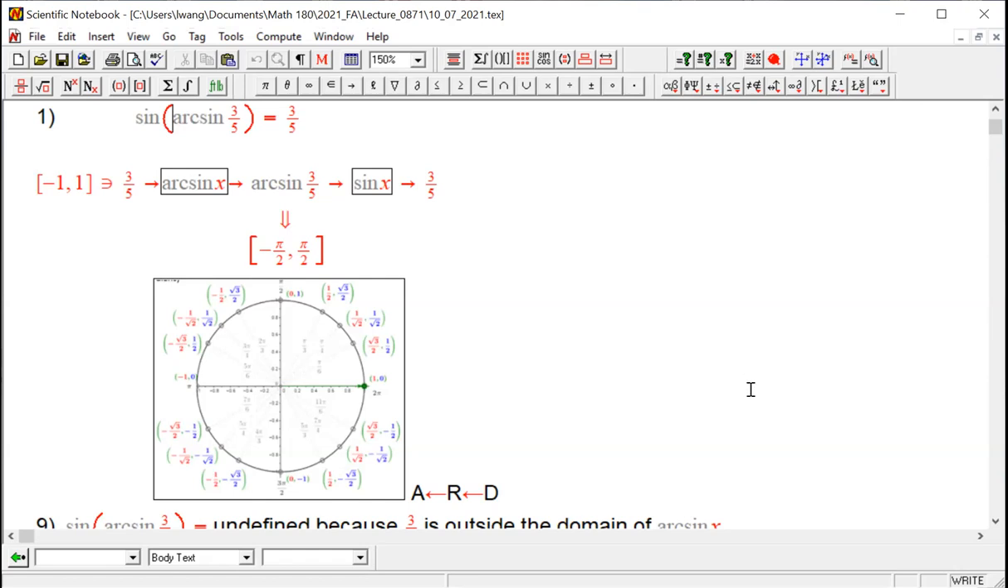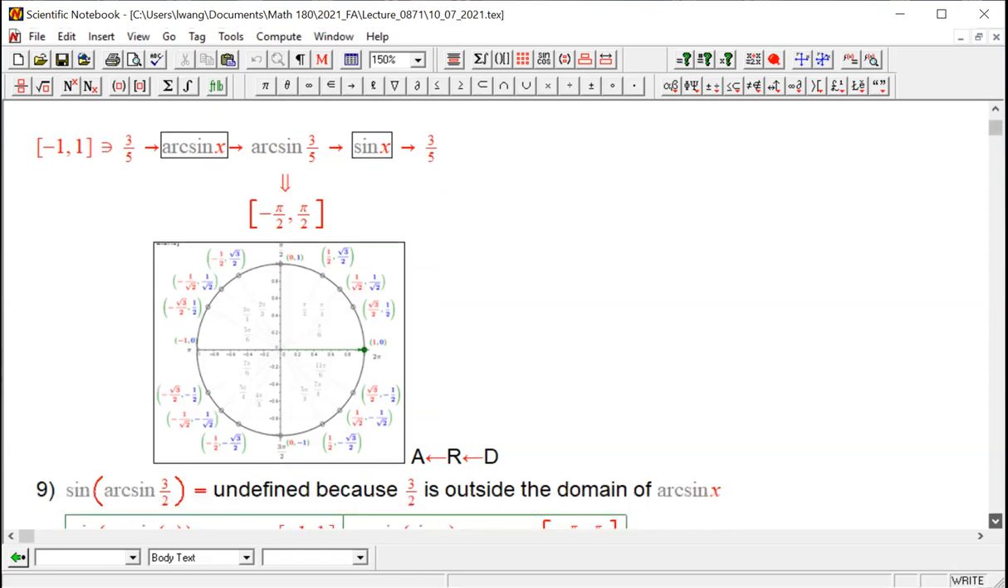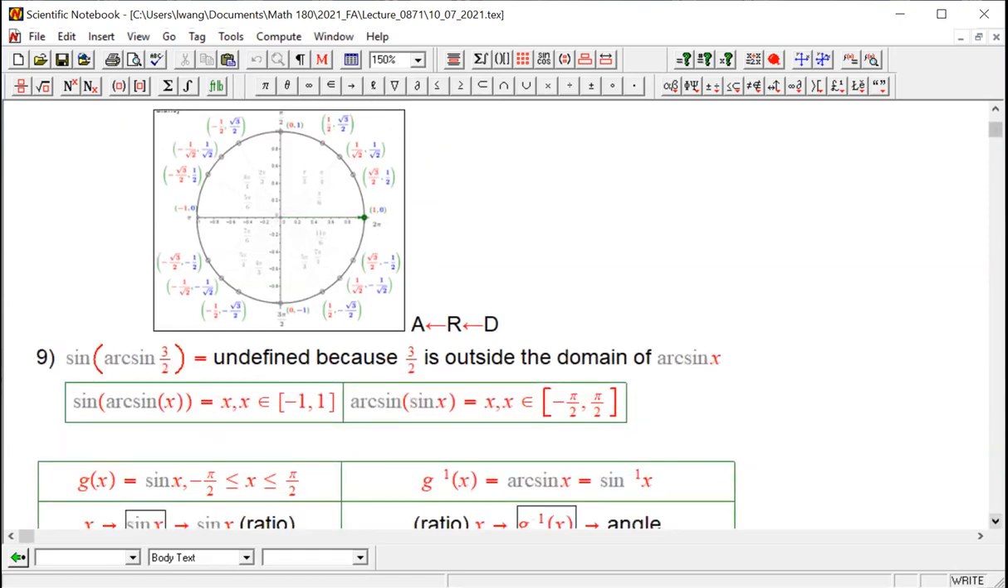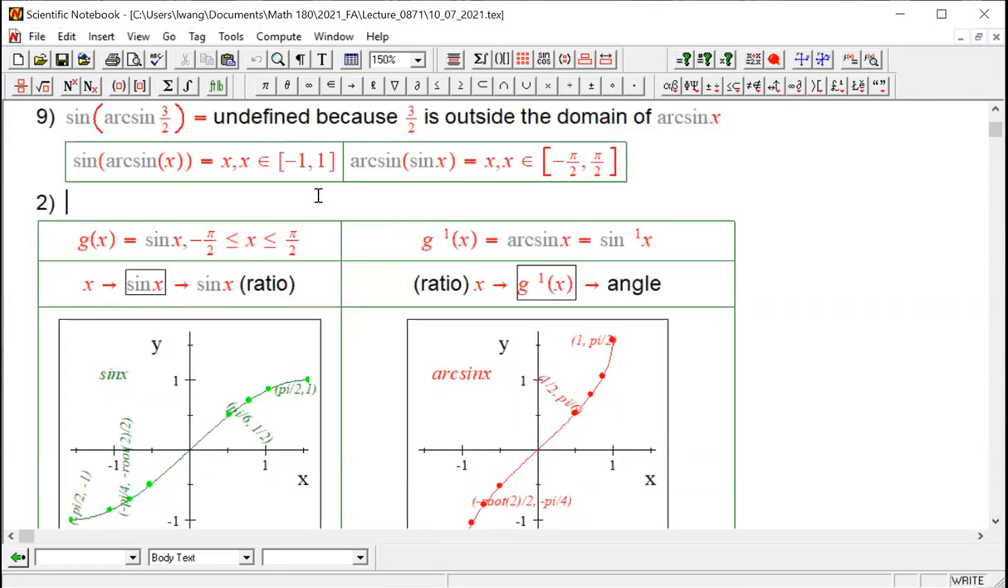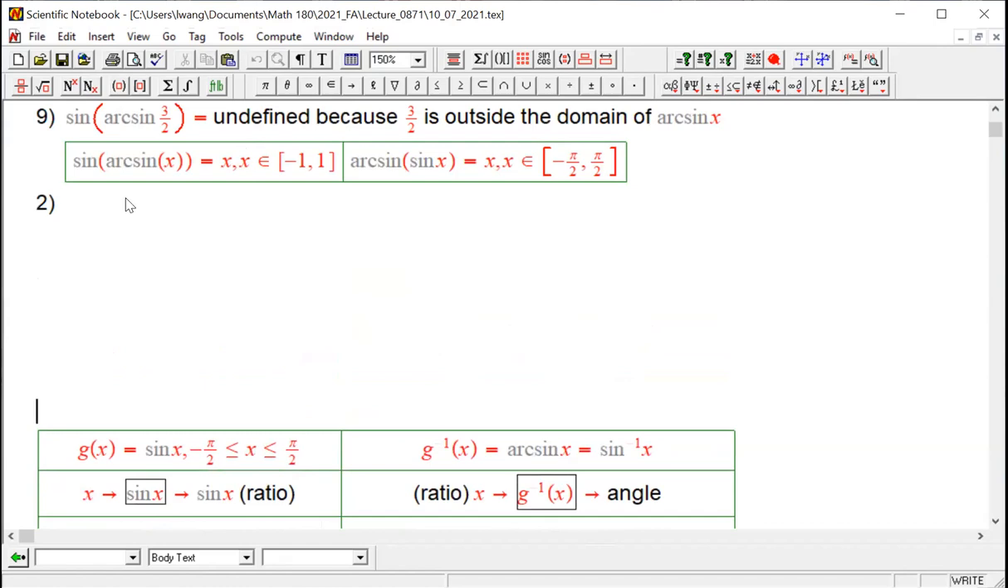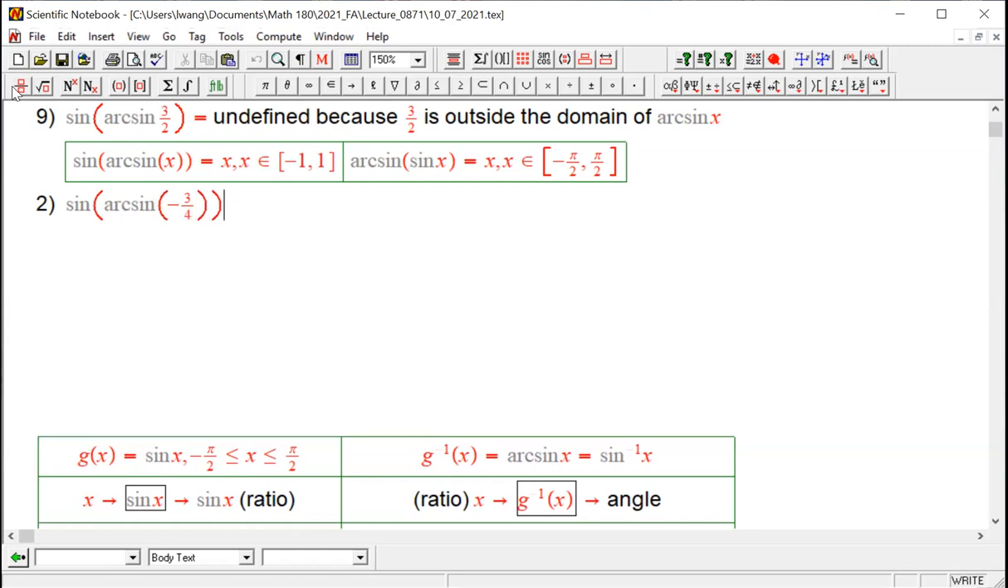So do you guys want to try number 2? Okay, let's try number 2, your turn. In the notes, number 2. What do we have for number 2? Everybody should have opened the file of the notes. This is not a special angle.